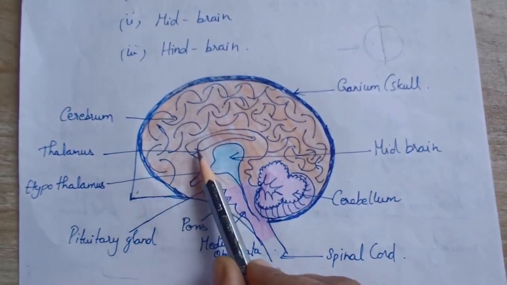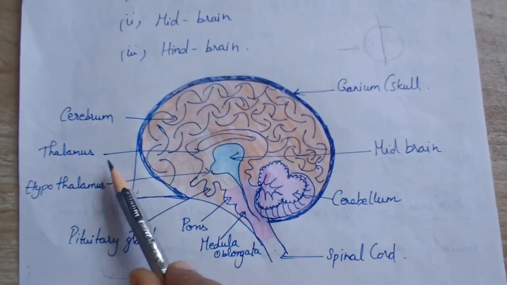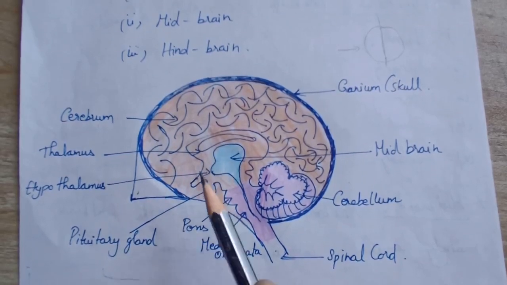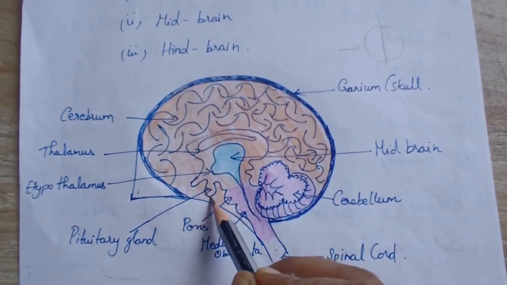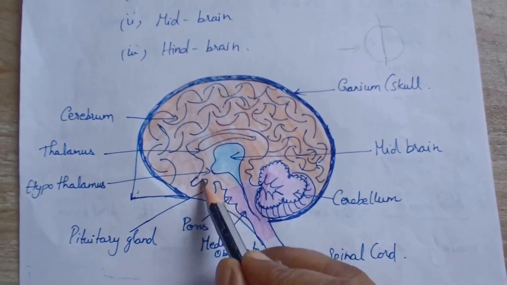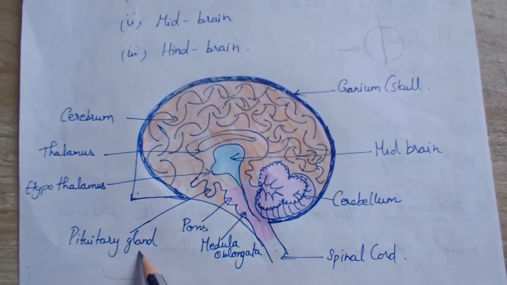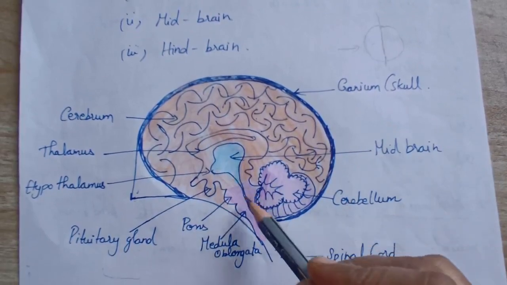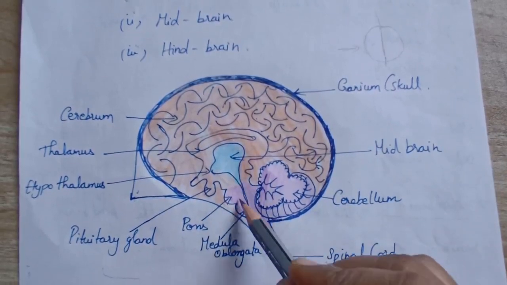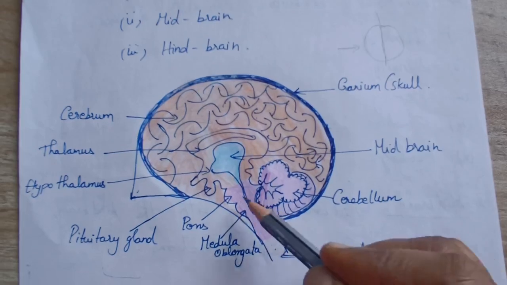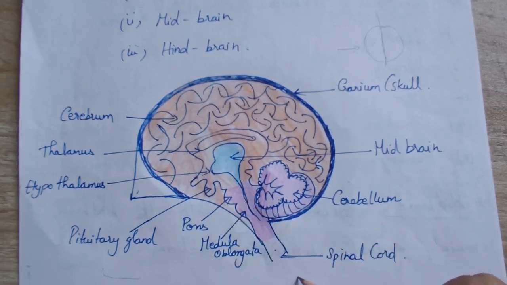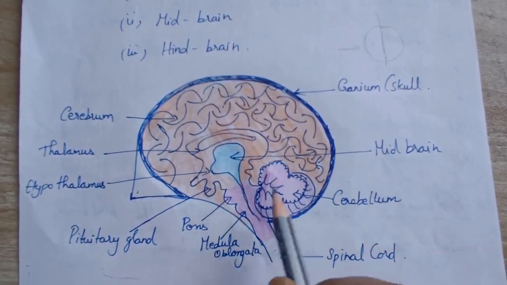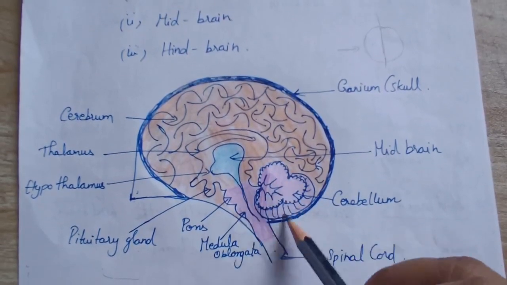Below that you will have a thalamus, and this part would be your hypothalamus, and you will have a gland-like structure here, a small part, called the pituitary gland. This is the forebrain. And the midbrain is actually the starting part of the brain stem. This brain stem will be connected to the spinal cord. The starting part is your midbrain, and this is your hindbrain.